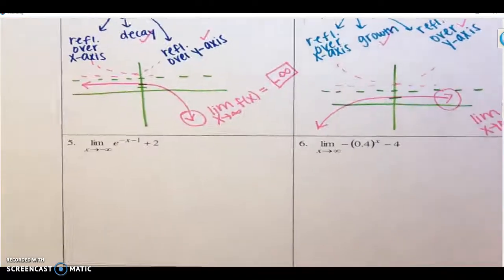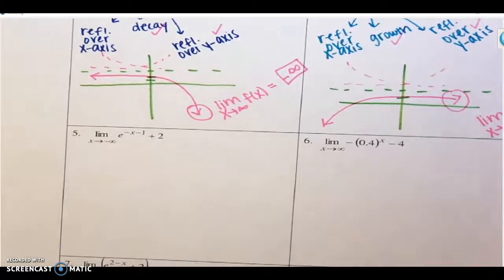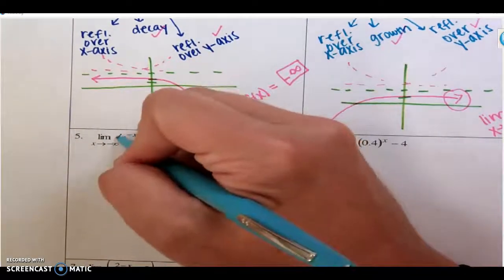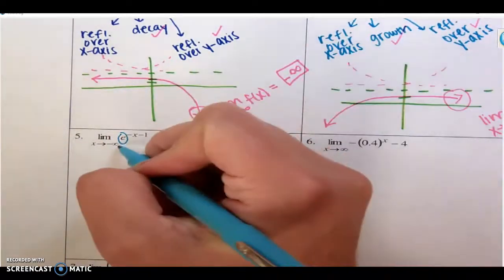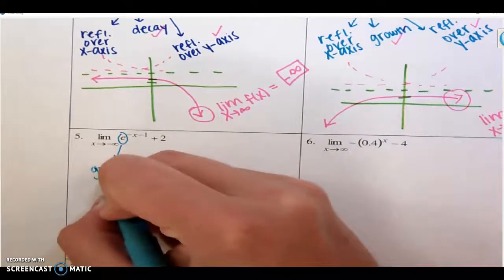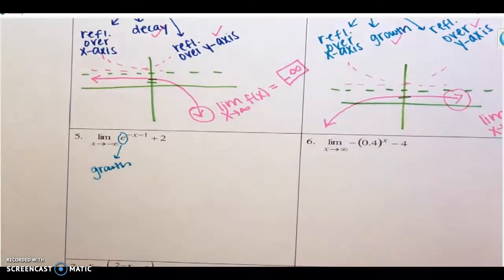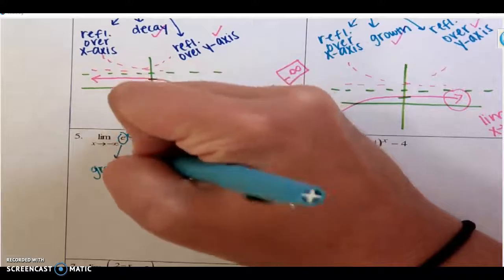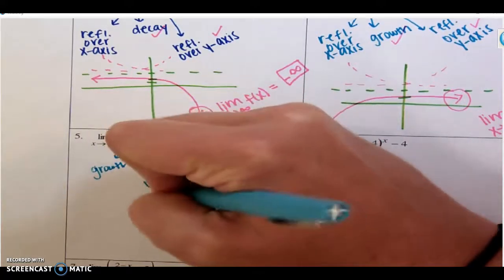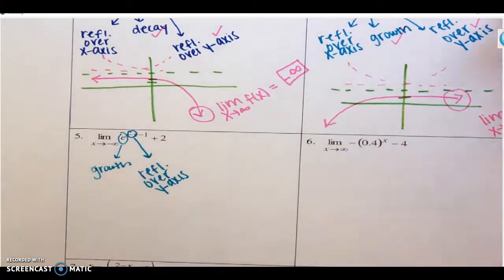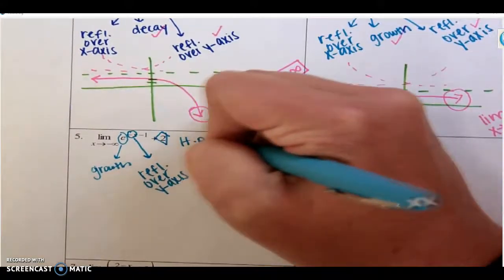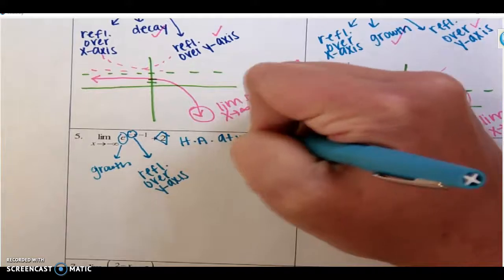Okay, so look at number 5. 5 is another exponential. It does say e. So guys, e is a number, it's like 2.71. So that means it's going to be growth. And we do have this negative here, so it's going to reflect over the y-axis. And this 2 tells us we're going to have a horizontal asymptote at y equals 2.